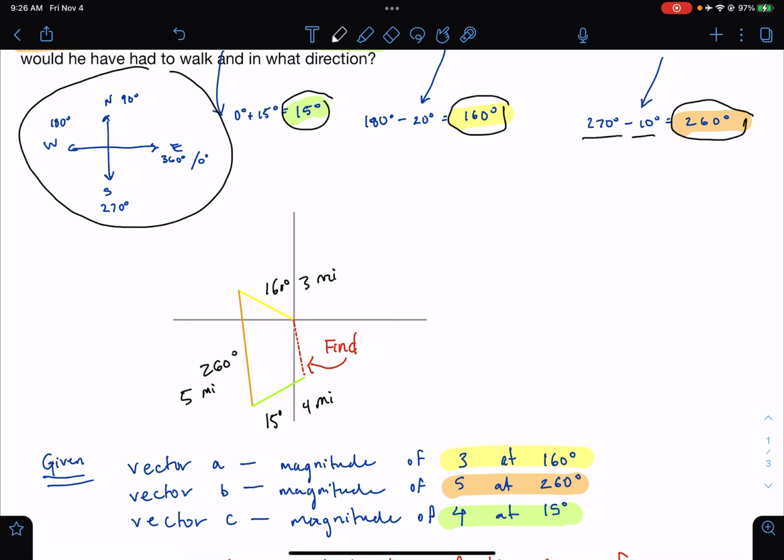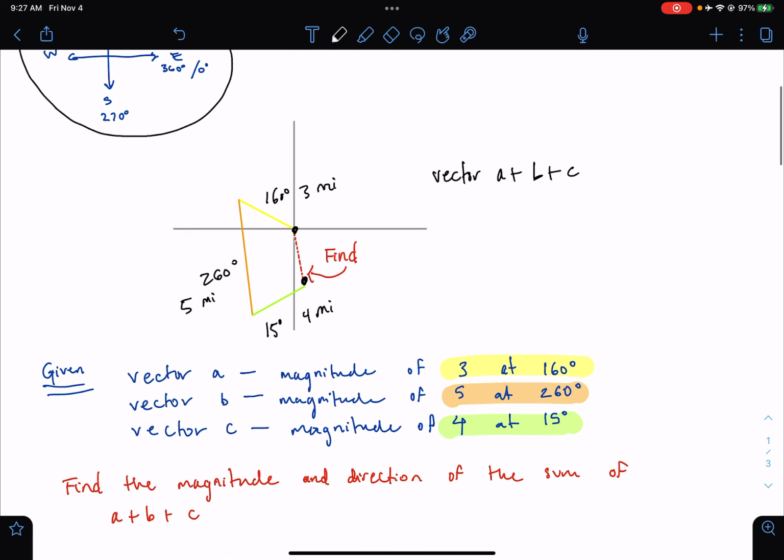So the goal here is to find this point to this point. And we can do that by basically adding all three vectors. So it'd be vector A plus B plus C. And that would give us our new vector.